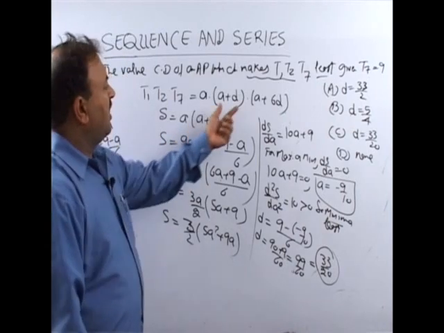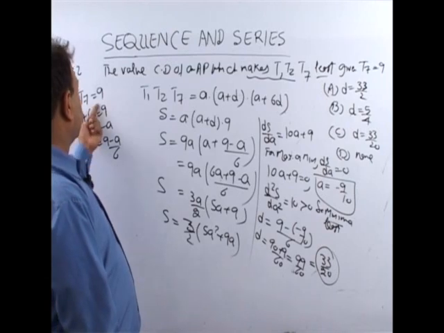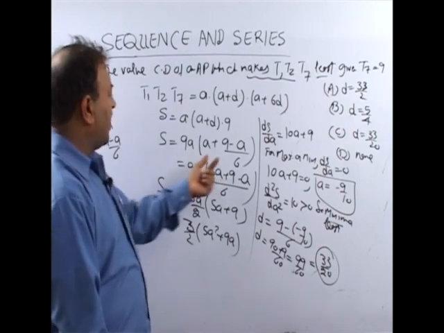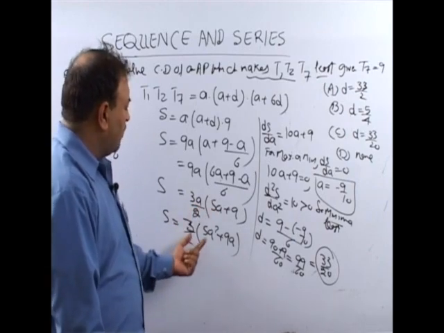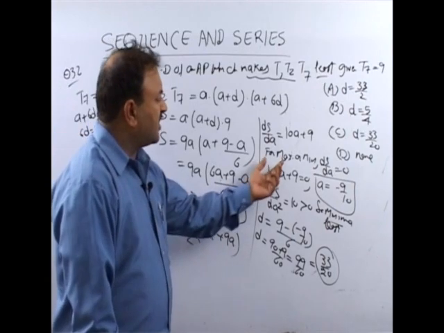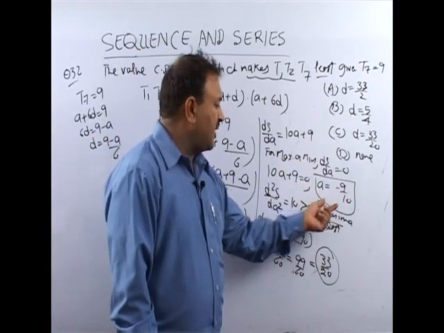Now what we did: first we brought it into one variable. From this given relation, we took the value of D, substituted it over here, and brought S into one variable. We differentiate it, and then we substitute dS over dA equal to 0. A is minus 9 by 10.